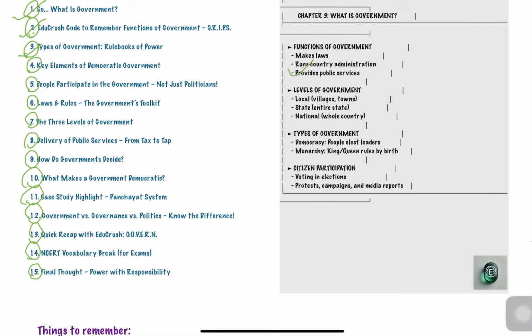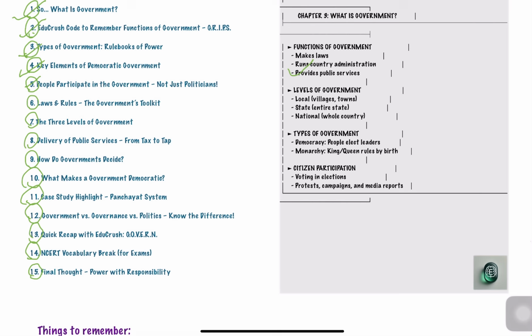So let's see the trivia flash. India is the largest democracy in the world with over 90 crore eligible voters. How great it is. Next, we deal with the fourth one, that is key elements of democratic government. People participate in decision making, citizens elect their leaders, regular elections, equality and justice for all, government accountable to people. So real life connect, when people protest a wrong policy or vote out a corrupt leader, they are practicing democracy.